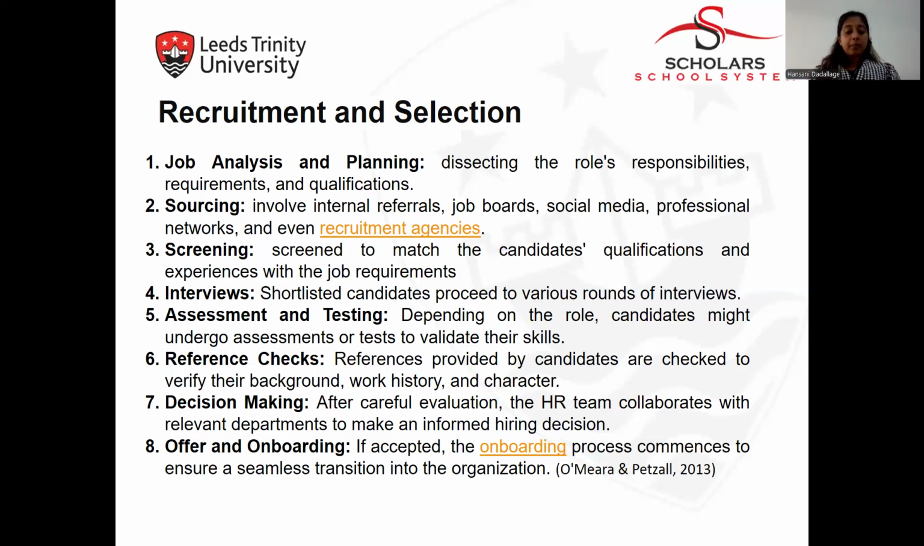Then the decision can be made after careful evaluation. The HR team collaborates with relevant departments to make an informed hiring decision. So the HR team should work together for making the decision, and it should be an informed decision because the purpose is to hire the best person for the advertised job. Then offer and onboarding. So if the offer is accepted by the employee, the onboarding process commences to ensure a seamless transition into the organization. So this is about the recruitment and selection process.